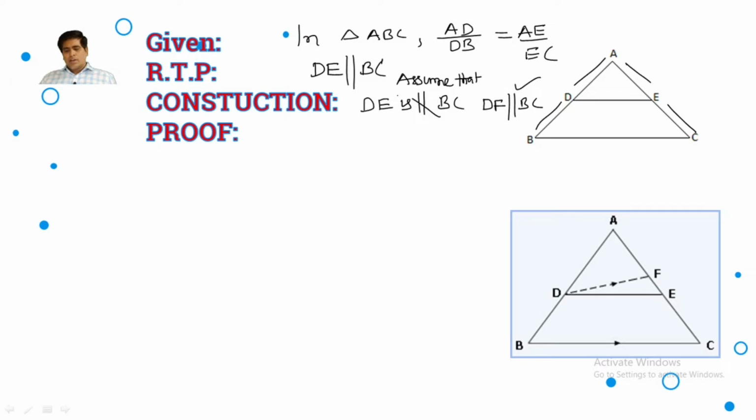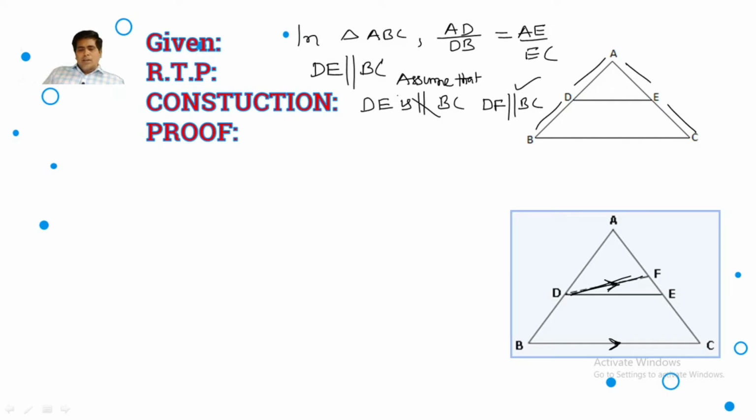I have shown it in the figure. This DF line is parallel to BC. I have taken another line, since DE is not the parallel line. So what happens? Look at what happens in the proof.